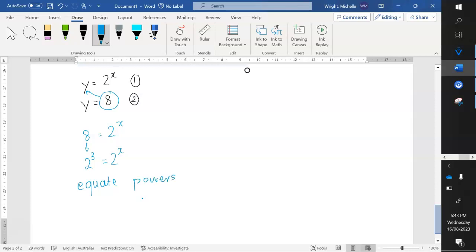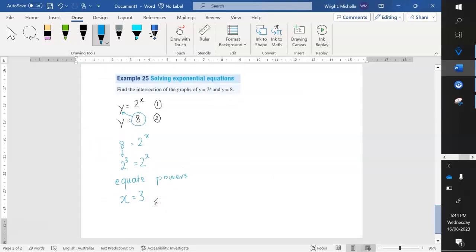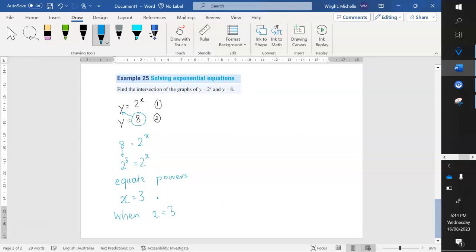So because my bases are the same number, I've got a 2 to the 3 and a 2 to the x, these powers must be identical. So I can say that x equals 3 is where they're going to be equal. And that's the solution, the x value to the solution of my intersection. And I want to find my y value when x is 3. This is an easy one. We've already got a y value there. y is 8.